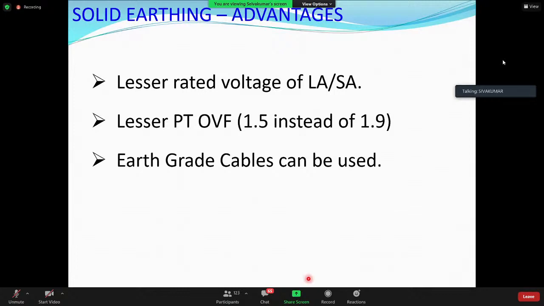My experience says the maximum expense I have seen in industrial electric distribution is considerable expenses involved in cabling, because there are so many lengths of cable in the plant. So a slight reduction in the voltage grading of the cable will lead to a huge overall cost saving. So this is the advantage of solid earthing.